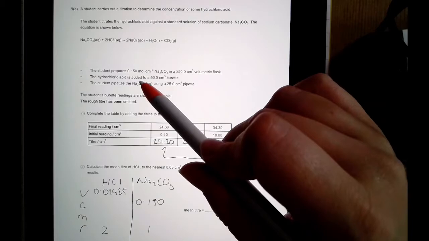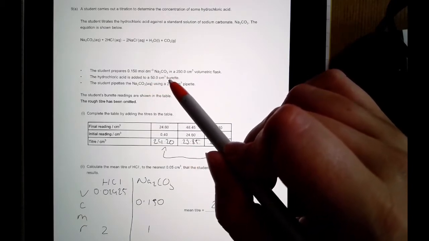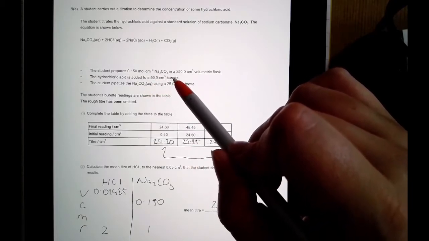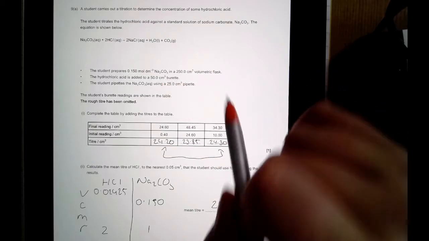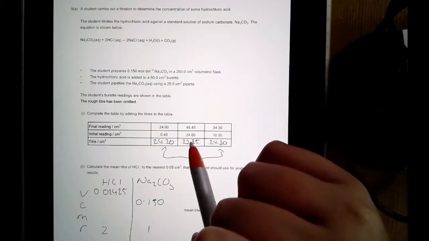I add my hydrochloric acid to a 50 centimeters cubed burette. Again, this is just telling you the size of the burette. That's not the actual volume. The volumes used are these here that you got from the table.